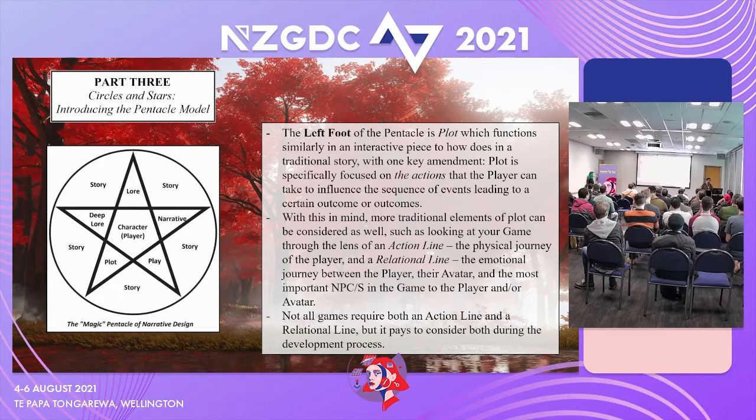So with this in mind, more traditional elements of plot can be considered as well, such as looking at your game through the lens of an action line. Has anyone heard that term before? A couple of you. Cool. Action line, which is the physical journey that the player takes through the world, and a relational line. A relational line is the emotional journey between the player, their avatar, and the most important NPC or NPCs in the game to either the player or the avatar. So both of these concepts derive from film originally, but they are applicable to games. While your game might not need both of these lines, it is still good to look at both and just sort of check that you're covering all your bases there.